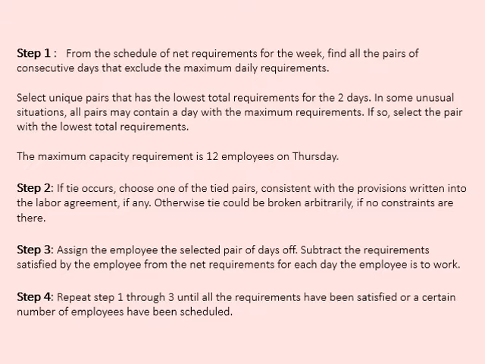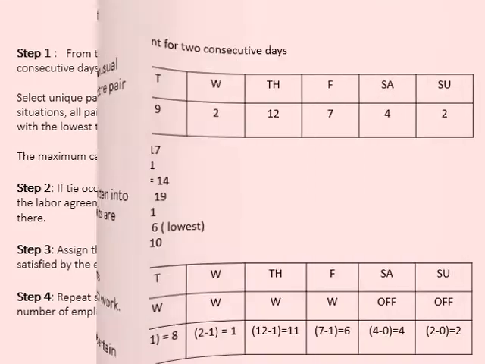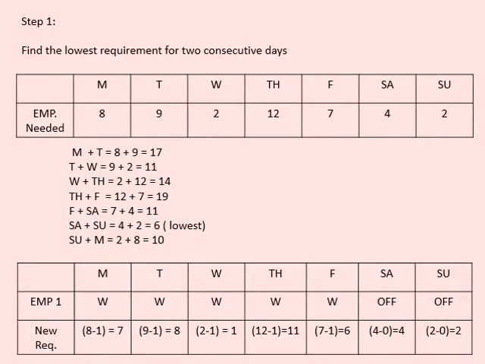Step 3. Assign the days as off for the selected employee. Subtract the requirements satisfied by the employee from the net requirements for each day the employee is on work. Step 4. Repeat steps 1 through 3, until all the requirements have been satisfied or a certain number of employees have been scheduled. Let us now try to schedule the work for the given problem.